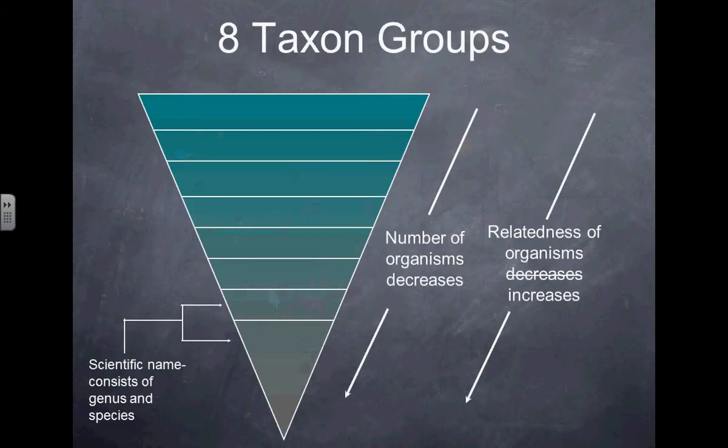So when we can put things in various groups, okay? And so these groups, you're going to have to memorize the proper order. Okay, and the groups start, the largest group, we call these the taxa. The largest group is called domain. Every single species on Earth is in one of 3 domains.